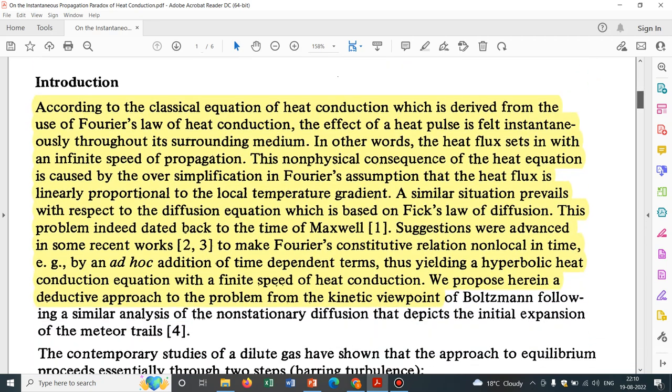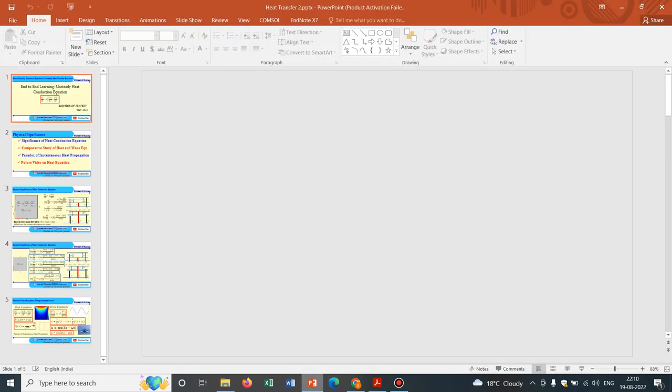But before that, let us read a few lines of the introduction, because it talks a lot of things. It says, according to the classical equation of heat conduction, which we are showing you again and again, which is derived from the use of Fourier's law of heat conduction, the effect of a heat pulse is felt instantaneously throughout its surrounding media. That day I talked about this particular fact, and I will repeat it once again.